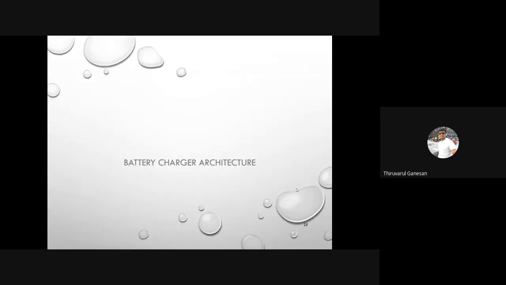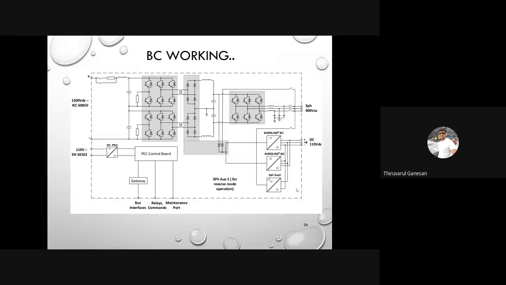So, battery charger architecture. This is the architecture inside the battery charging system, and here you can see this is a DC fed catenary system. Here I consider the 1500 volt DC, which feeds an H bridge inverter.